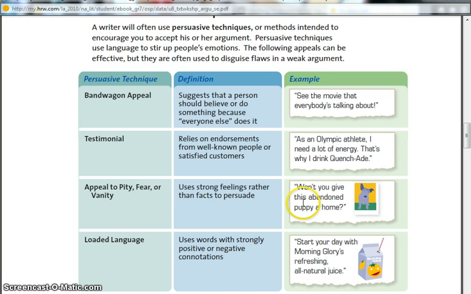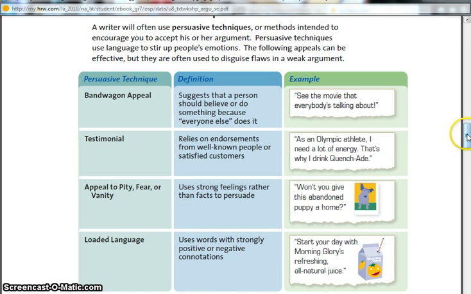Here's an example. Won't you give this abandoned puppy a home? Oh, so we're supposed to feel some pity for this abandoned puppy, and because of that, we should then act on it, or that's what the author is hoping. There aren't really any facts stated in here. It's just appealing to my pity. You see a lot of this type of persuasive technique in diet commercials, exercise commercials, gym commercials. They are trying to get you to buy something. They're appealing to your sense of vanity in those commercials.